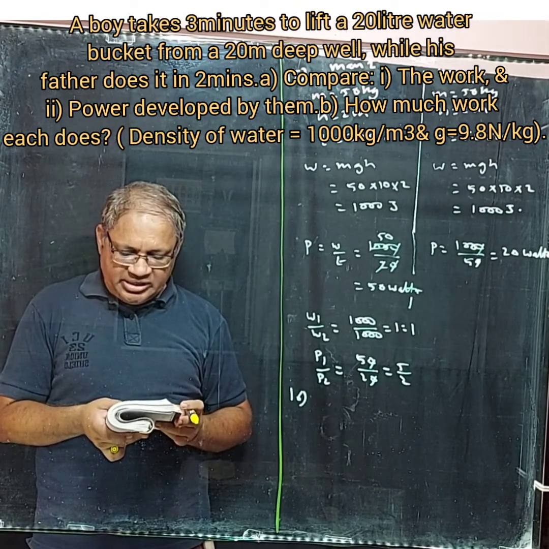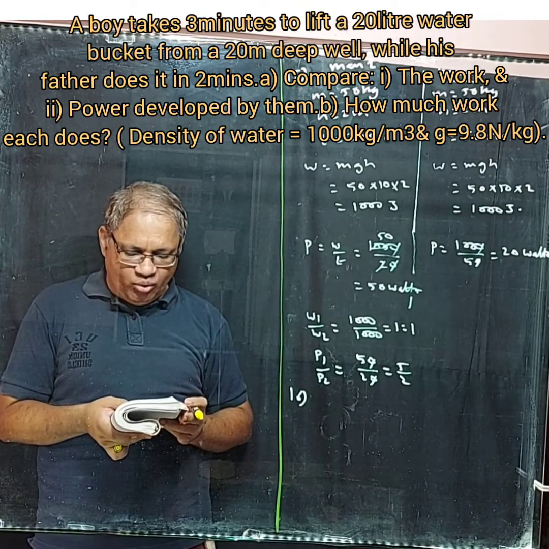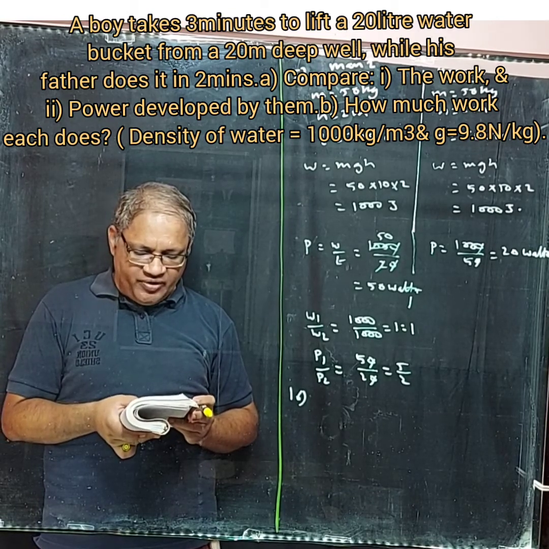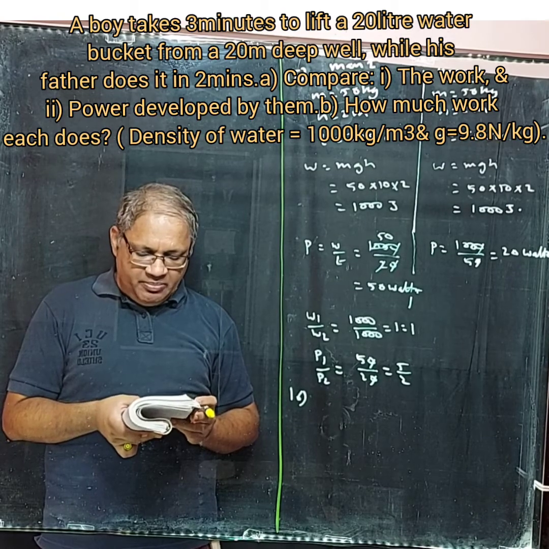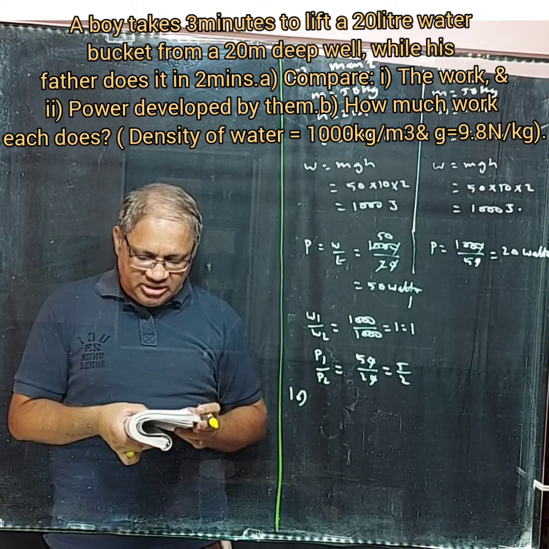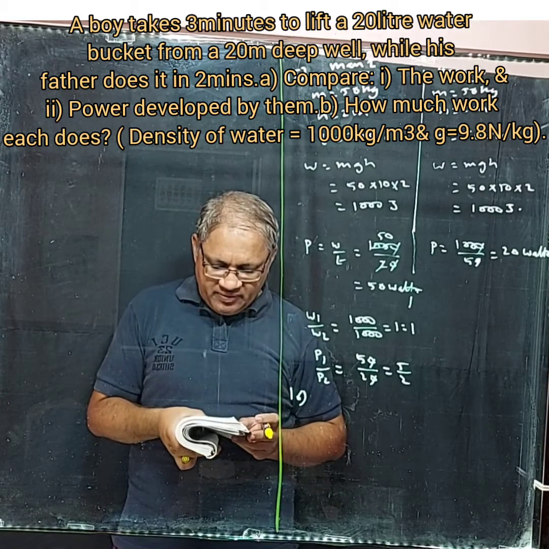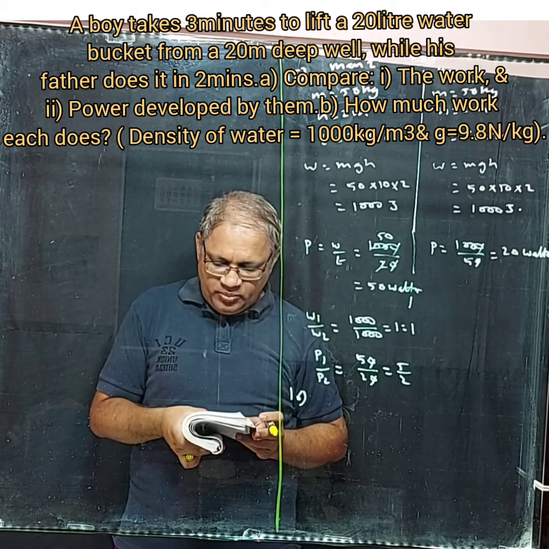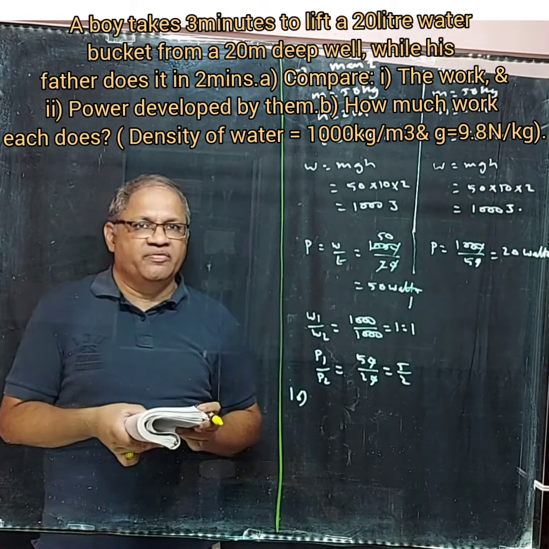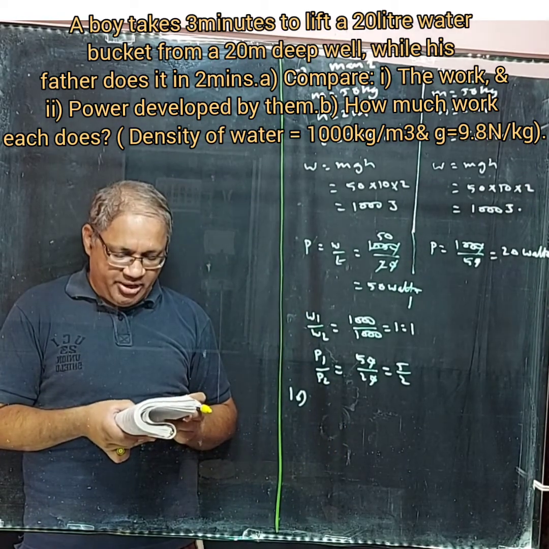A boy takes 3 minutes to lift a 20-liter water bucket from a 20-meter deep well while his father does it in 2 minutes. Compare the work done and power developed by them, and how much work each does. The density of water they have given, that is 1000 kg per meter cube, and gravity is 9.8 meter per second square. Now g they have given 9.8, so you have to take 9.8.